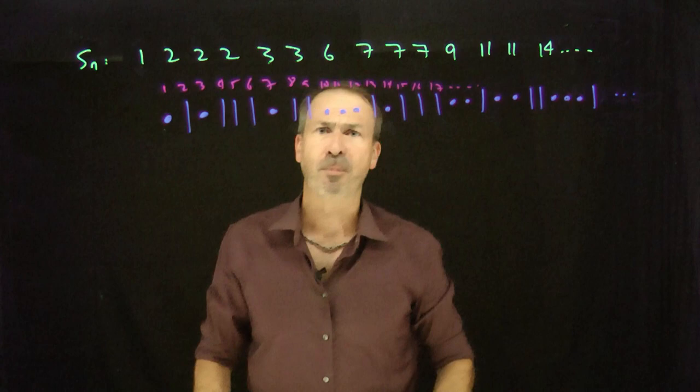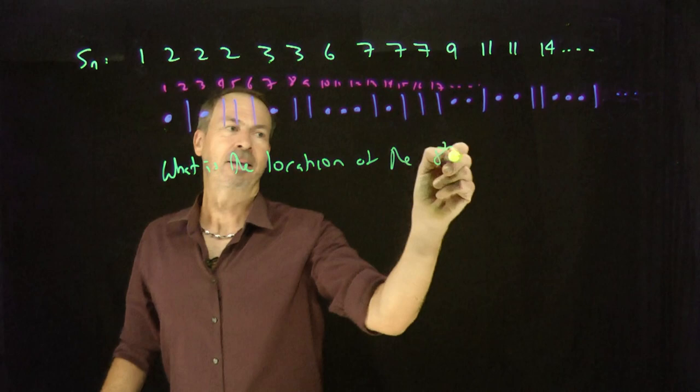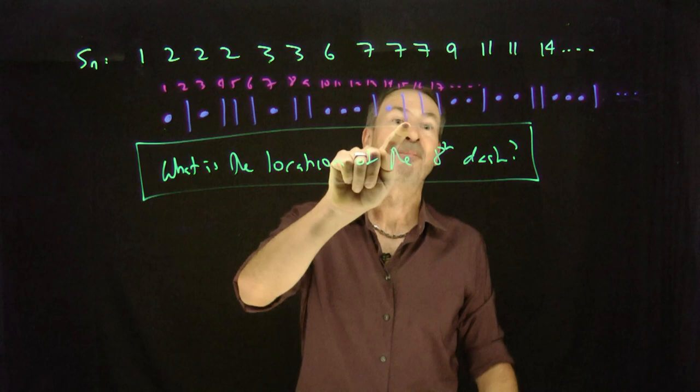Okay, the way to get a sense of how to play with the next issue is to ask a question like this. What is the location of the eighth dash? I'll be specific there, the eighth dash, but we'll do it in general in a moment. Well, I can just look at it. The eighth dash is here: 1, 2, 3, 4, 5, 6, 7, 8. It's in position 15.